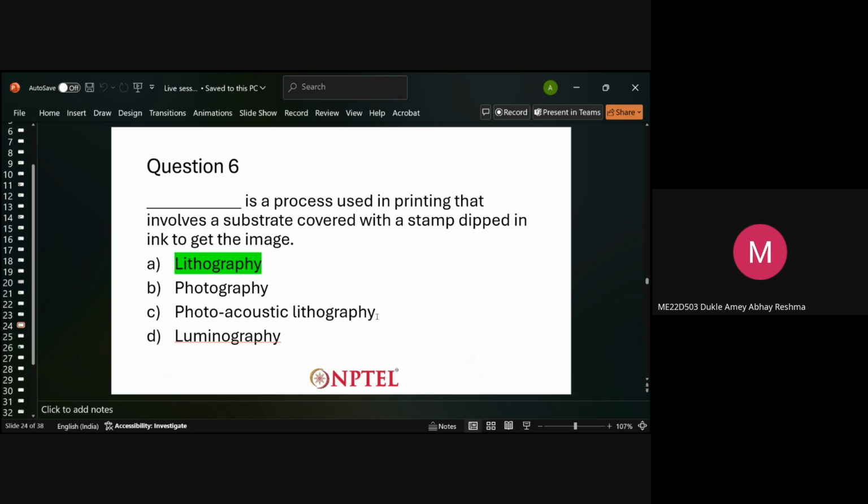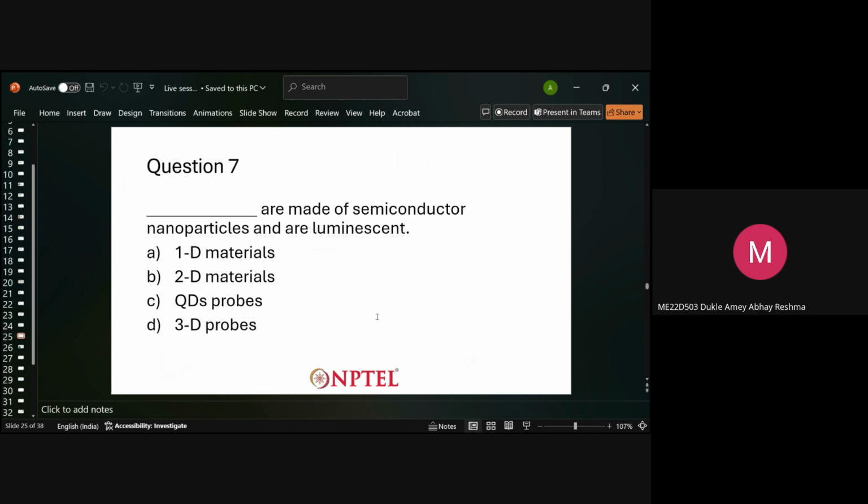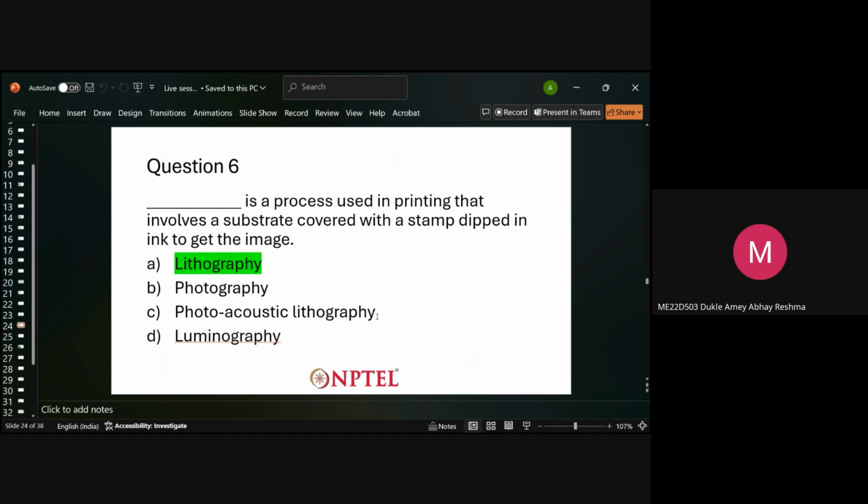Photography, everyone knows. Photoacoustic lithography is basically you use photoacoustic energy to do the lithography, and luminography is basically light. You are using light to do the printing. So basically, it looks like a projector or something.